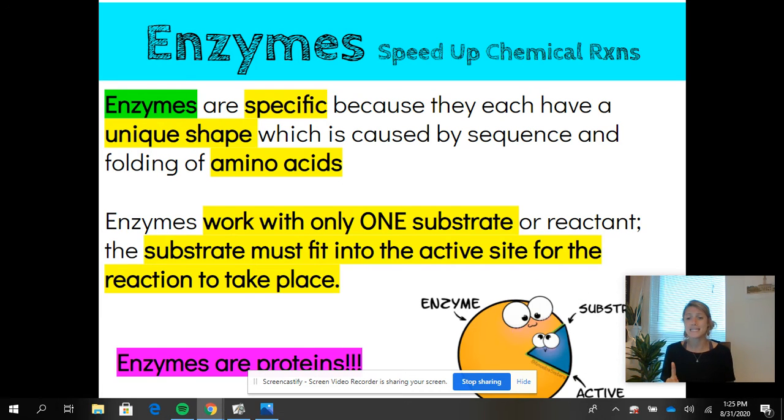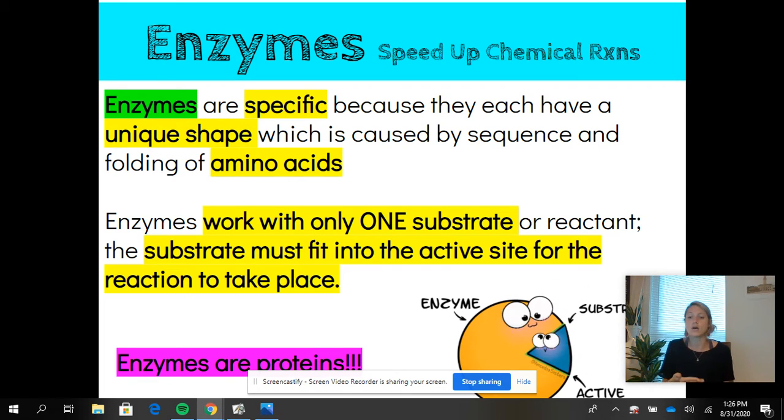Number one, enzymes are known to be specific. That means that they have a very unique shape based off of the amino acid sequence that built it up. Remember, enzymes are proteins. Amino acids build up to make our proteins. So whatever that sequence of amino acids is, creates the enzyme to fold a certain way and create a different shape.